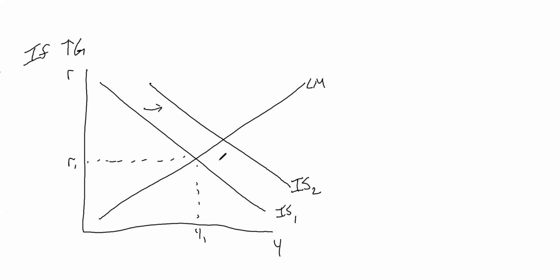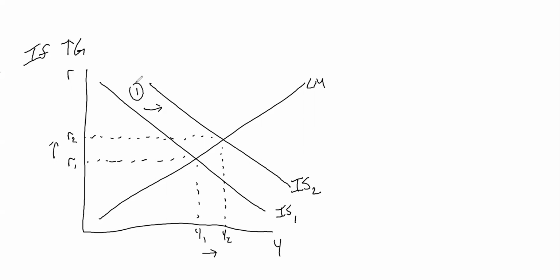And that shift from IS1 to IS2 raises income. Basically, as spending goes up, so does income, just like we saw last week. But now, that increase in total spending actually also increases the interest rate. Basically, when people want to increase spending, they need money to spend. That increases money demand and shifts the interest rate up along the LM curve.